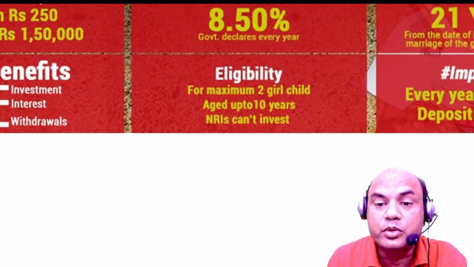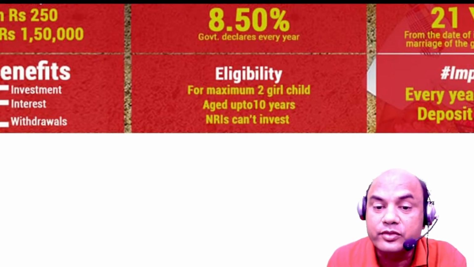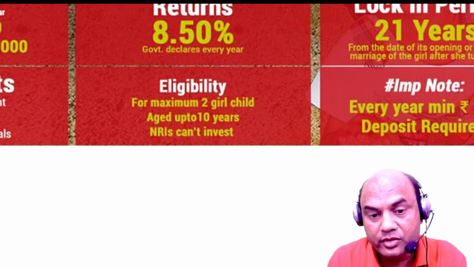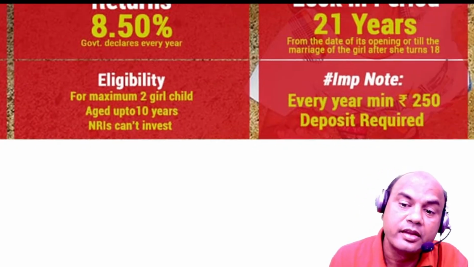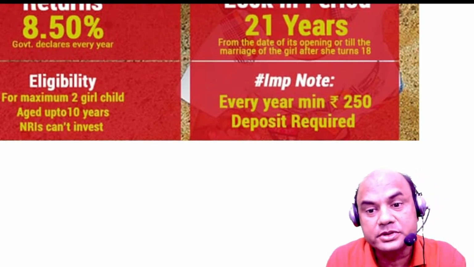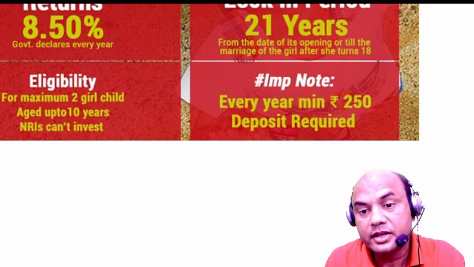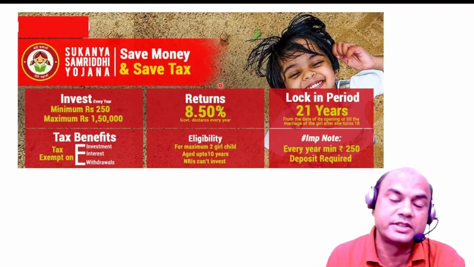Eligibility: maximum 2 girl children up to the age of 10. NRIs can't invest. I told you 14 just now, but that is not possible; directly 10, up to the age of 10. So only 2 girls. Every year minimum 250 is required to be deposited, otherwise there is a fine of rupees 50. So remember these important points.